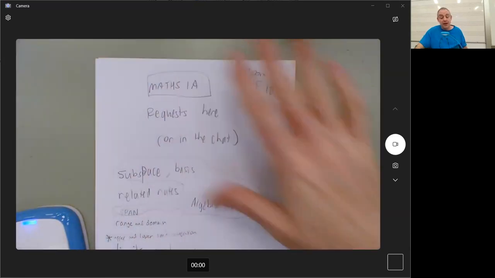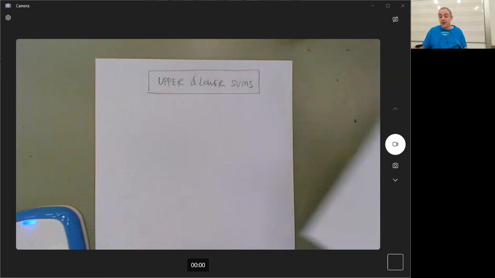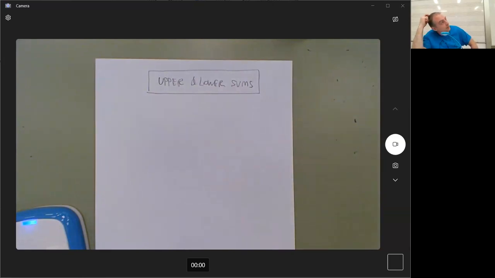We've had a bit of a chat about what we might talk about, and I've chosen upper and lower sums as the beginning thing to talk about. So here we are. If you agree that upper and lower sums is a thing that is on your mind, what sorts of questions have you got about it?